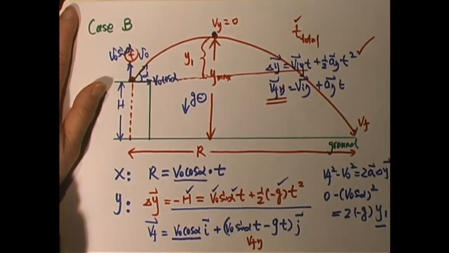So this is a very, very typical case where we start from somewhere above the ground and shoot a projectile with initial velocity and angle, and we ask how long it takes to hit the ground, how far it moves in the x direction, what's the maximum height, and so forth.